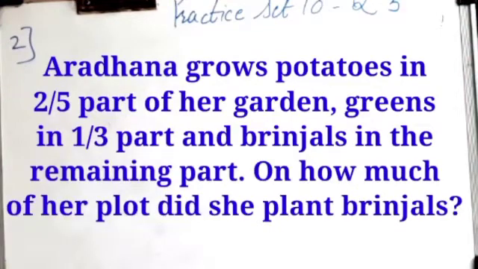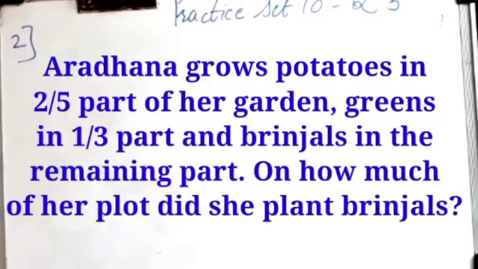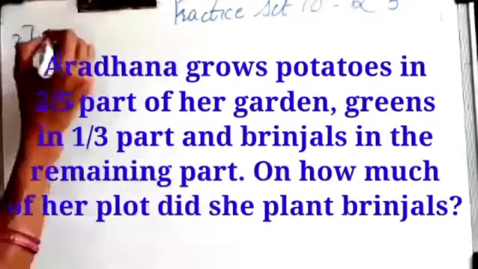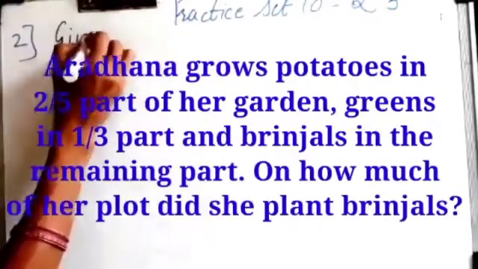Now see question number 2. Aradhana grows potatoes in 2/5 part of her garden, greens in 1/3 part and brinjals in the remaining part. On how much of her plot did she plant brinjals? See students, read the problem again and again. So here, what are the given things? First we will write the given things.